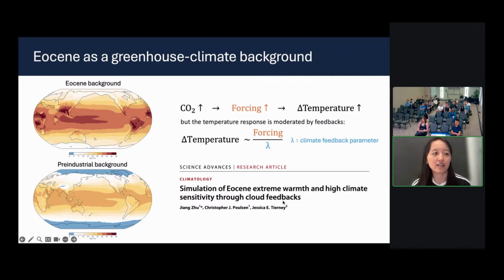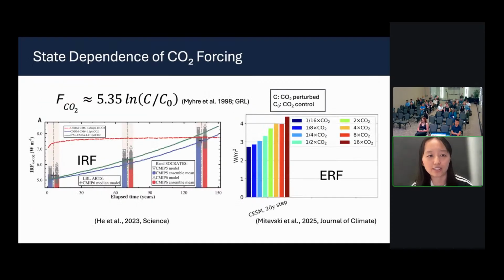Previous Eocene studies have focused on the feedback side of this framework, particularly cloud feedbacks as a possible explanation for the high climate sensitivity inferred for the Eocene. And here we focus on the other side of the same framework, the forcing.